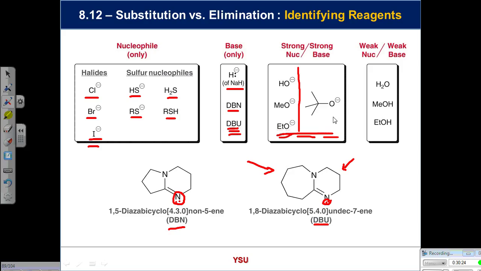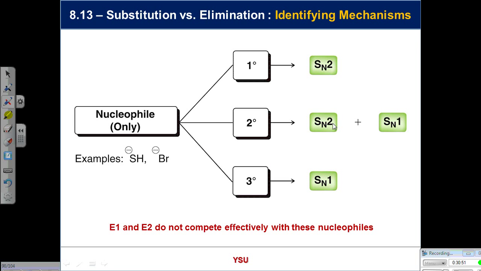If you want to maximize your outcome of an elimination process, what do you use? The one on the right. If you want to maximize your amount of the less favored alkene, and the less favored alkene will come about from taking off the proton that's maybe more accessible, which one would you use? The one on the right, because it's big. We've covered all that stuff. We've done all that stuff in the past week. Now it's your job to go back and sort it out, get it organized. Those flashcards will help out a little bit, I think. So now we have to identify the mechanisms that can happen.